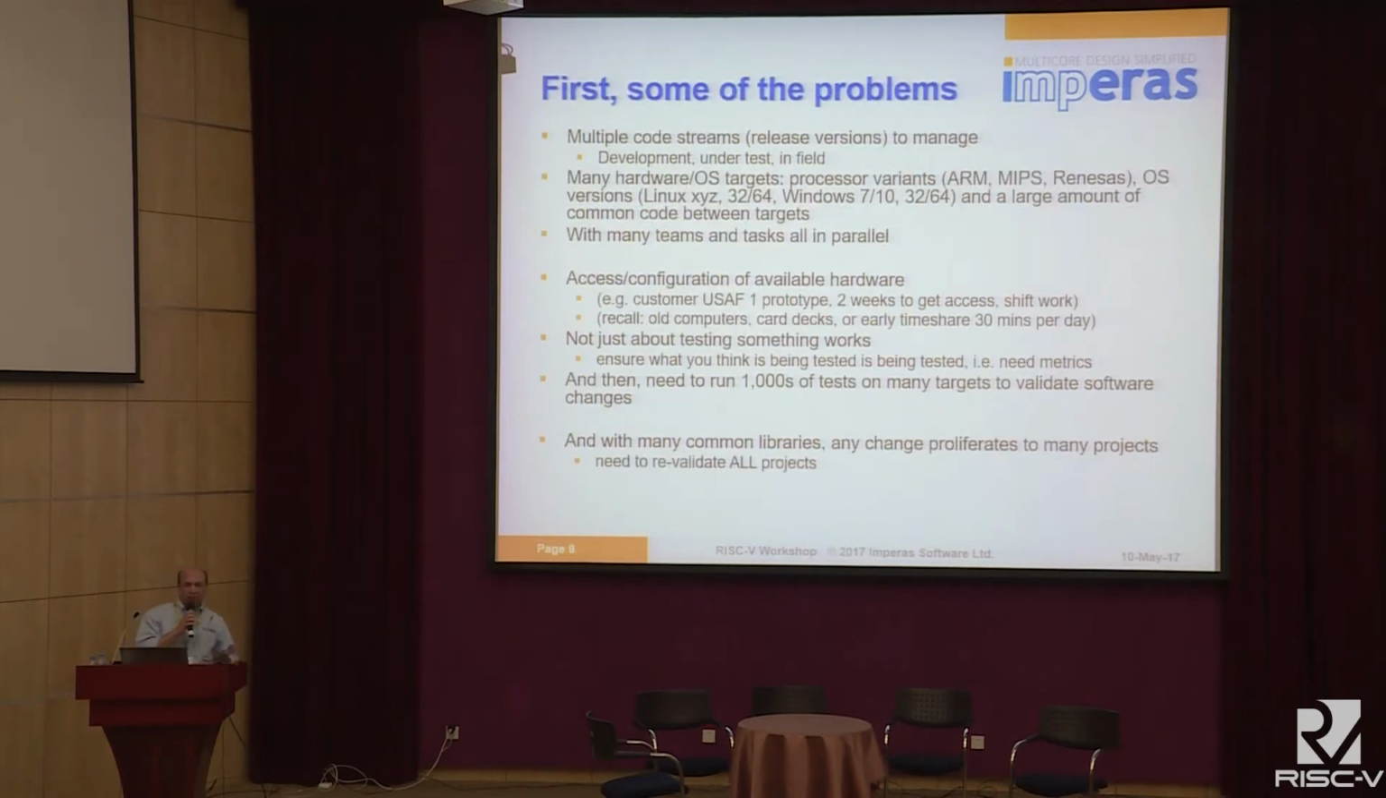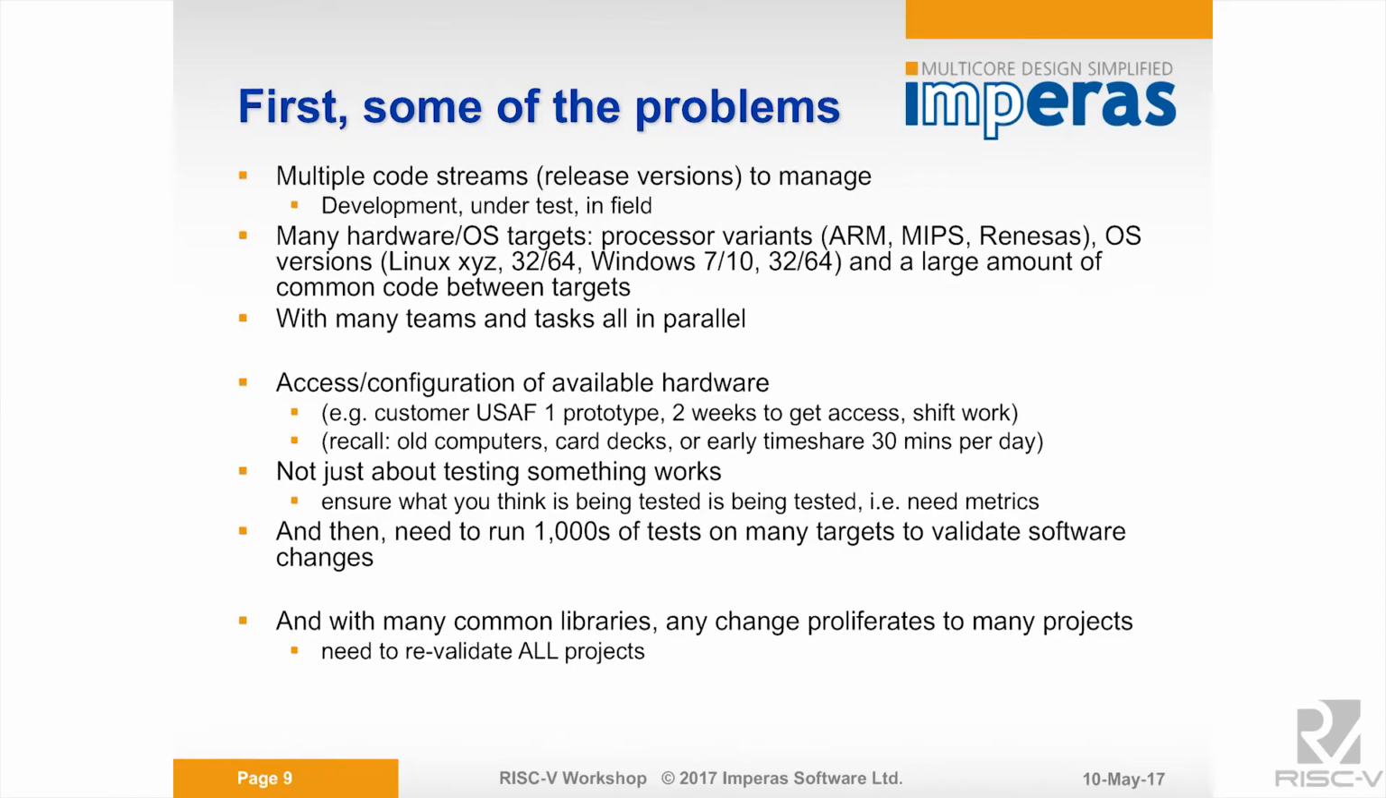So, what are some of the problems with implementing continuous integration, continuous test? One is that there are multiple code streams that you need to manage. You've got development code, you've got code under test, code in the field. You've got many hardware and OS targets. You've got different processor variants, because you may be shipping your code on different devices. You could have code running on different versions of Linux, different versions of Windows, common code between the targets with many teams, many tasks, actually all going in parallel. So how do you get this coordinated and running?